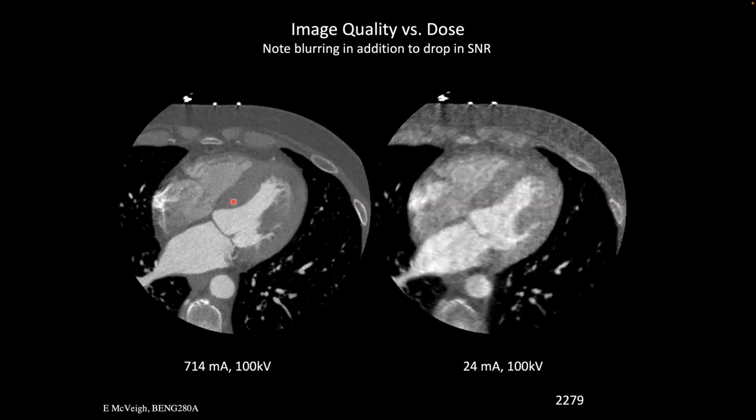So here's a comparison of what 2 CT scans look like in the same person when you use the maximum amount of X-ray fluence you can generate with the X-ray tube. And in our case, at 100 kVp, we can generate this 700 mA amount of X-rays. Now, the new tube we're going to get, that number would be 1200.